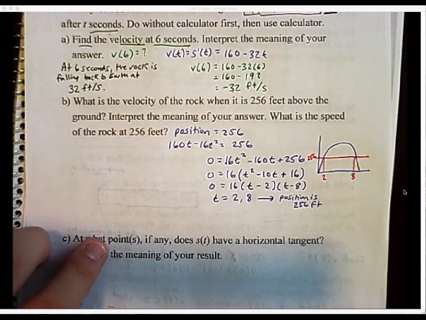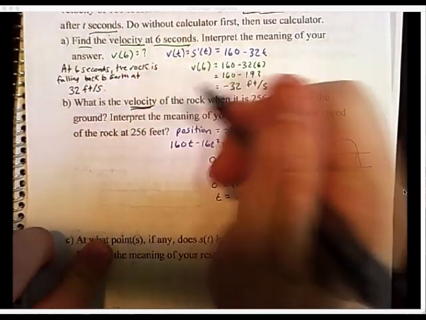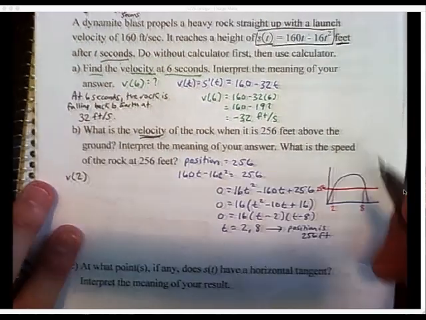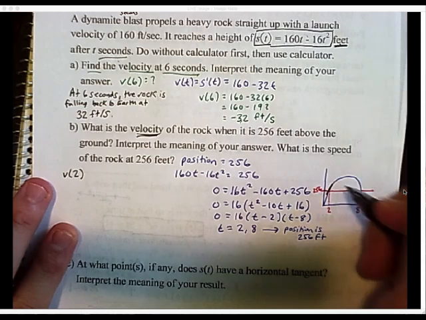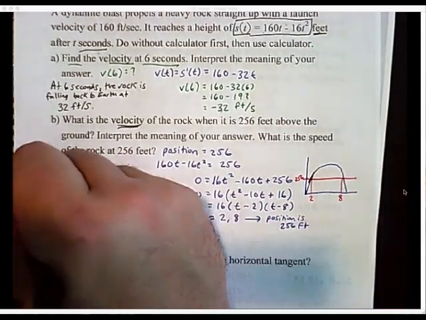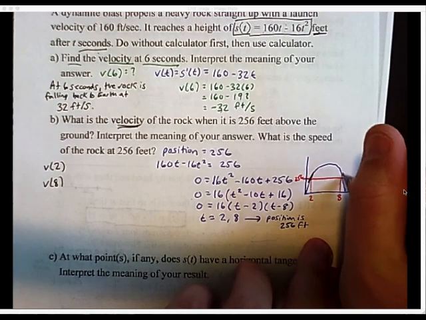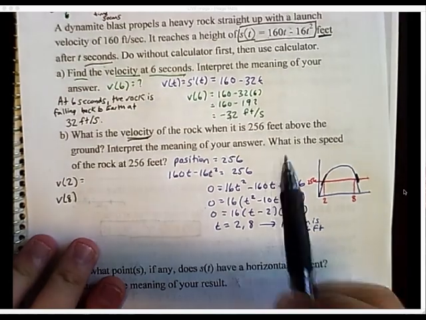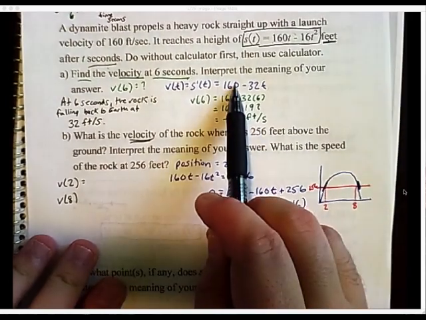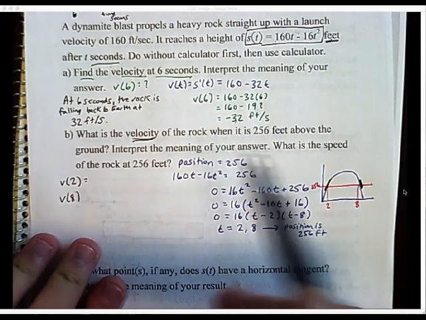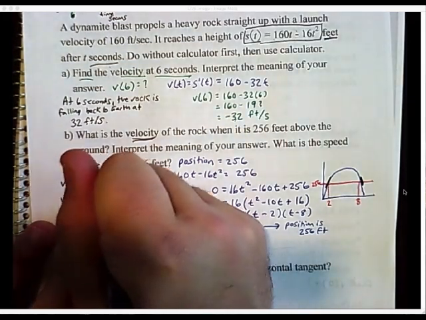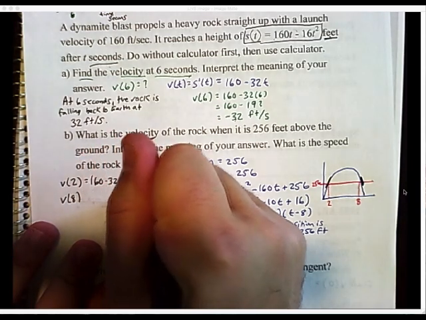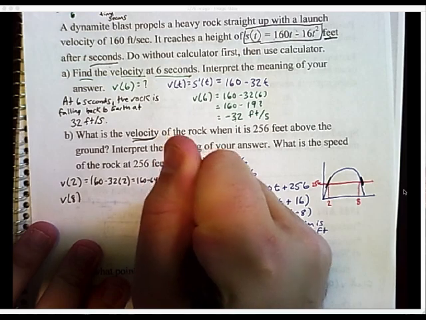What we want to know is the velocity at these two times. So let's figure out v of 2. What's the meaning of that? It's the slope of the tangent line there. And we also want to know v of 8. What's the slope of the tangent line there? So go back to your velocity equation, which you got right here, and plug in 2 and then plug in 8. So 160 minus 32 times 2. That's 160 minus 64, or 96 feet per second.